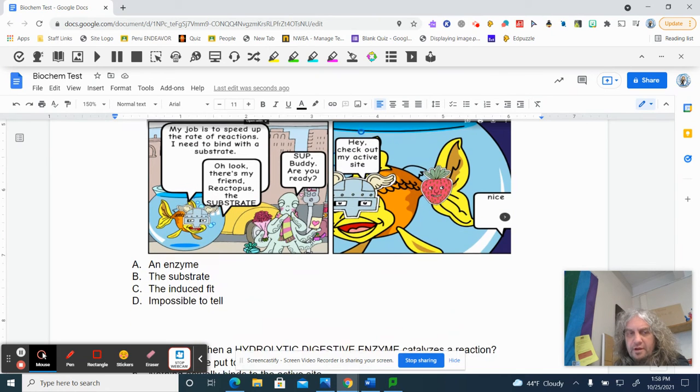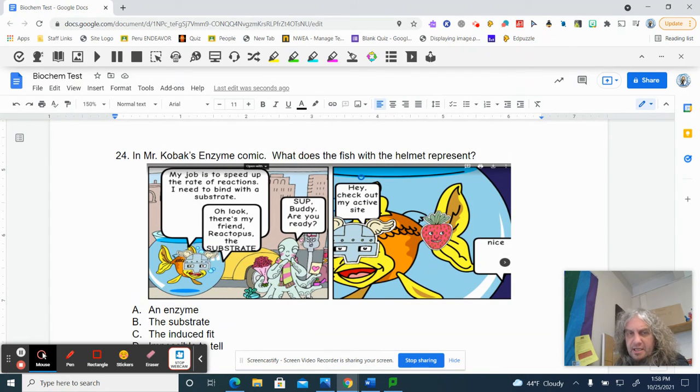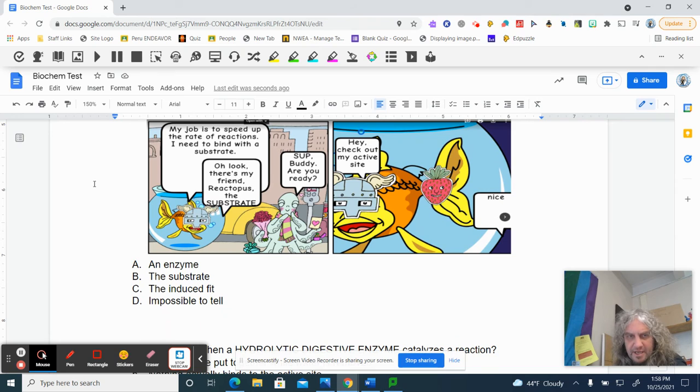Question 24. In Mr. Kobach's enzyme comic, what did that fish with the helmet represent? The fish is saying, "My job is to speed up the rate of reactions. I need to bind with a substrate. Oh, look, there's my friend Reactopus, the substrate." "Sup, bud, are you ready?" "Hey, check out my active site." "Nice." A, an enzyme. B, the substrate. C, the induced fit. D, it's impossible to tell.